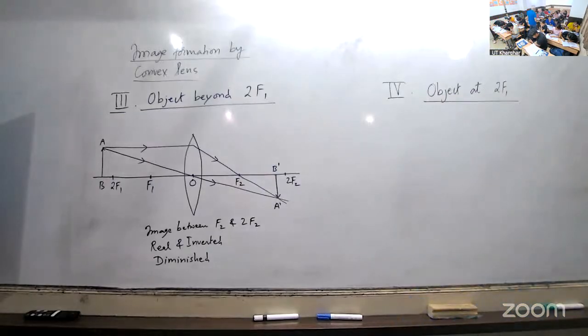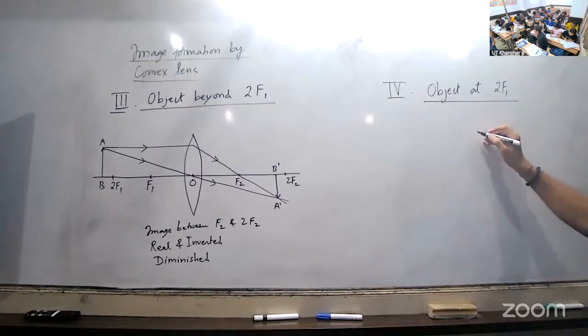We have drawn the image for object beyond 2F and for object at 2F. Same size and the image will be at 2f. Recall your concave mirror. Yes, when the object is at the center of curvature, the image also will be at the center of curvature, and it will be of the same size as the object.